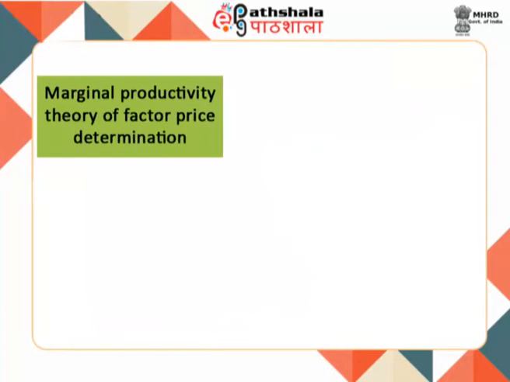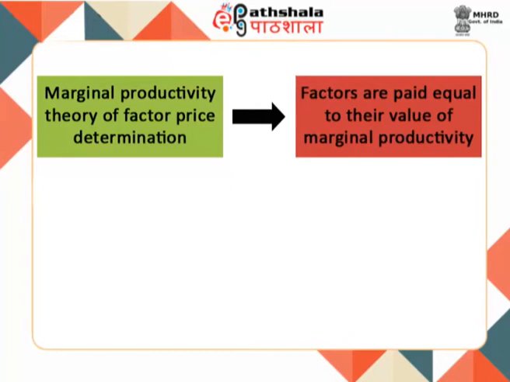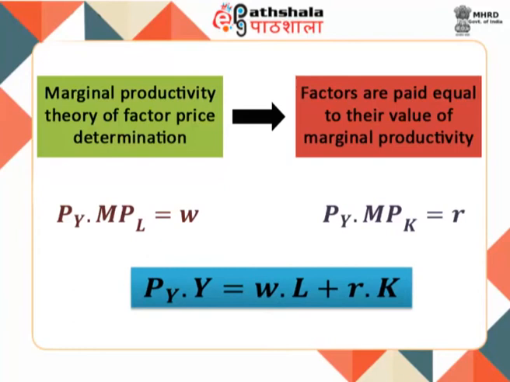According to marginal productivity theory of factor price determination, factors are paid equal to their value of marginal productivity. That is, value of marginal productivity of labor equals W and value of marginal productivity of capital equals R. If this relation is satisfied, total output is exhausted between factor payments. Hence, we have Py·Y = W·L + R·K. That implies value of output equals cost of labor plus cost of capital.